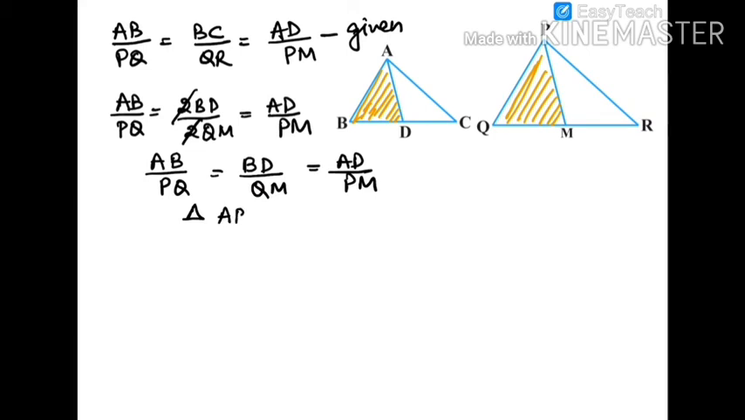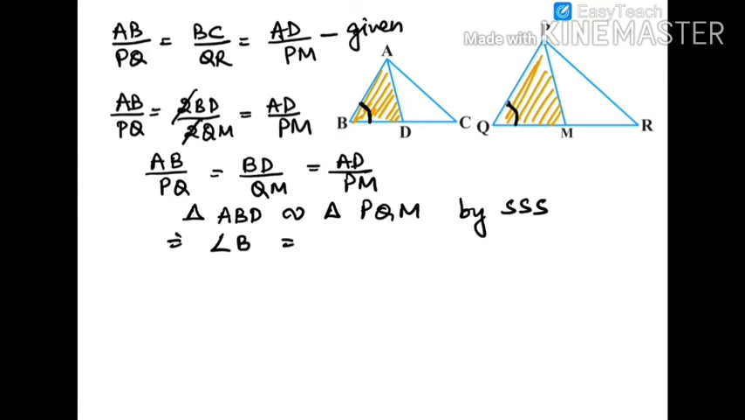So triangle ABD is similar to triangle PQM by SSS. So if these two triangles are similar, we can say their corresponding angles are equal. So we can say that angle B is equal to Q, corresponding angles of similar triangles.